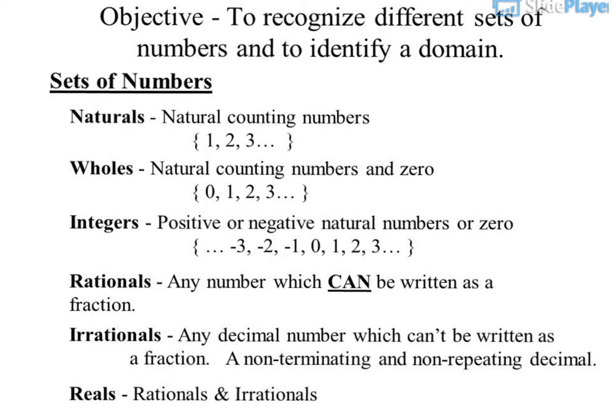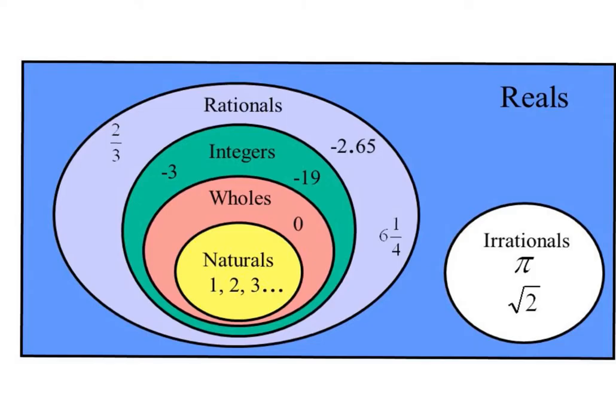Natural numbers 1, 2, 3, 4, 5. Whole adds 0. Integers add your negatives. Rationals is anything that can be written as a fraction. Irrational, non-repeating, non-terminating decimals. Real is all of them. Another way we look at it was like this.